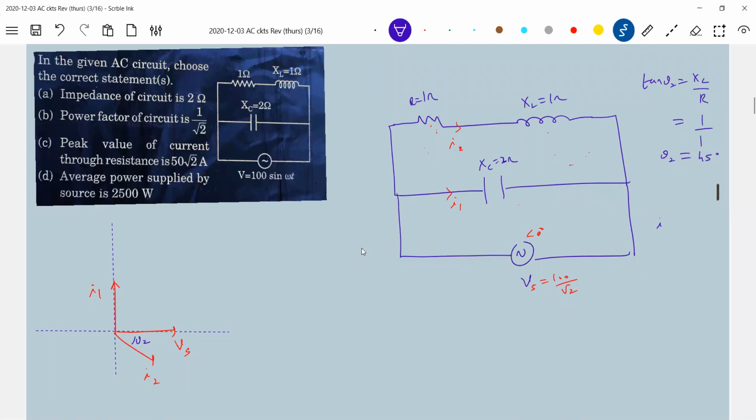So what is I1? Let's calculate everything. Now the impedance Z2 is the square root of R square plus XL square. This will be 1 square plus 1 square, root 2 ohm. What about Z1? Z1, the impedance of this branch, is already 2 ohm.